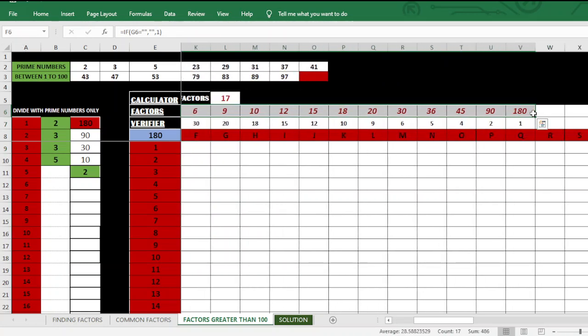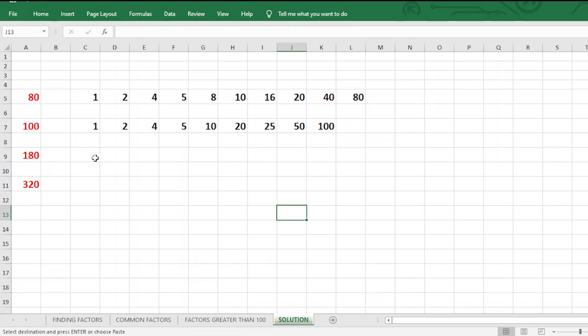So we copy our factors and then paste it here.